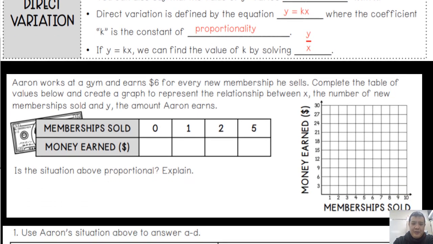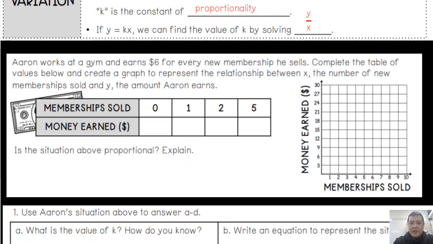Aaron works at the gym and earns $6 for every new membership he sells. Complete the table of values below and create a graph to represent the relationship between x, the number of new memberships sold, and y, the amount that Aaron earns. If he has sold 0 memberships, he gets $0. 1, he gets 6. 2, he gets 12. 5, he gets 5 times 6, which is 30.